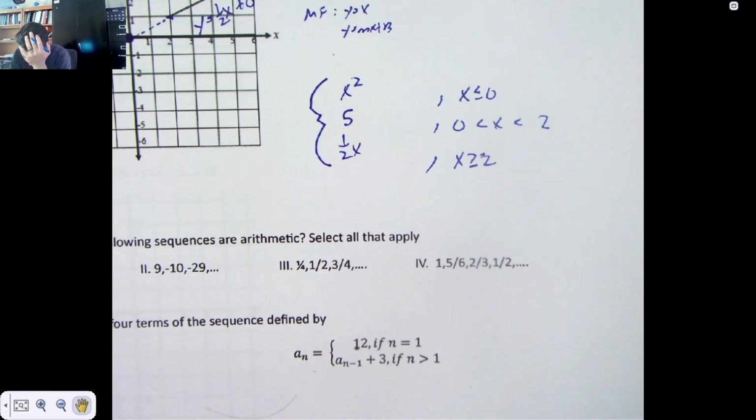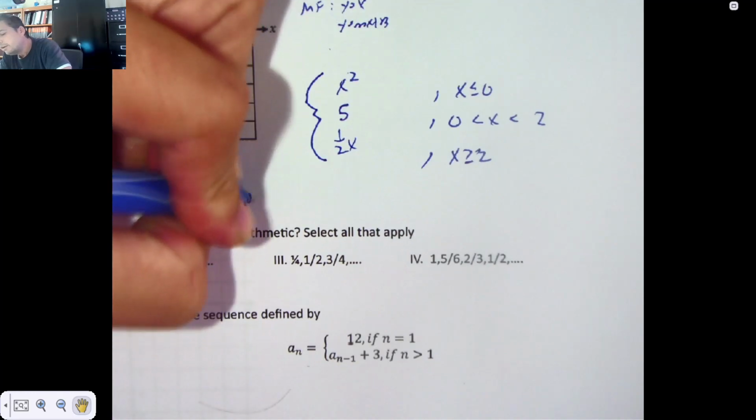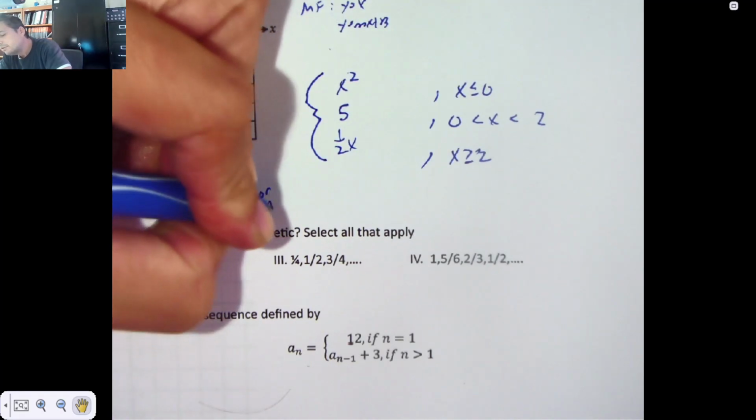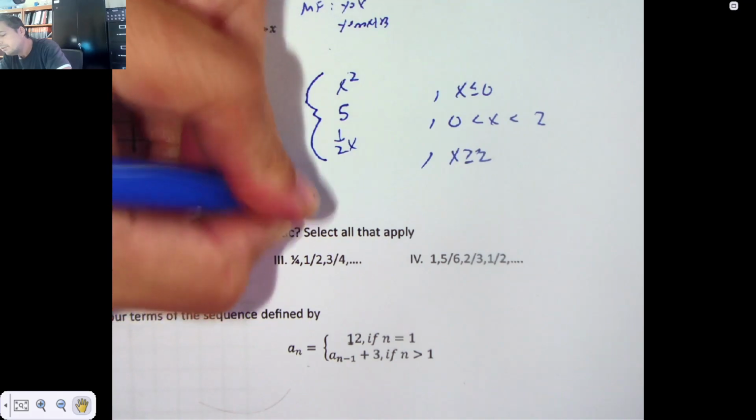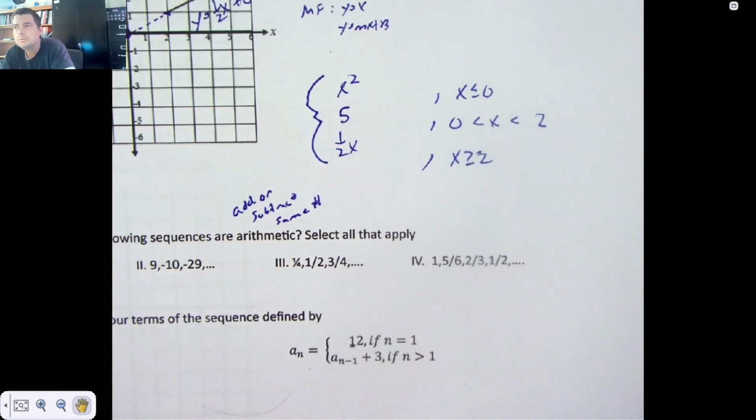This one, there were 2 individuals in all of second period who got 13 right. That's it, 2. Can't tell me if something's arithmetic or not. You add or subtract the same number. It's all you do.